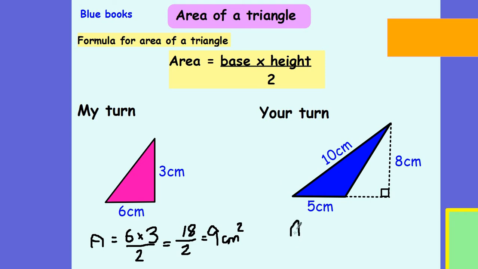Okay, I'll go through the answer. So we've got the area is the base times height. This time my base is 5. My height is 8. We don't need to know this other length. That doesn't appear in our formula, so we can ignore this 10 centimetres. And then we need to divide by 2. 5 times 8 gives me 40. And 40 divided by 2 tells me this triangle has got an area of 20 centimetres squared.